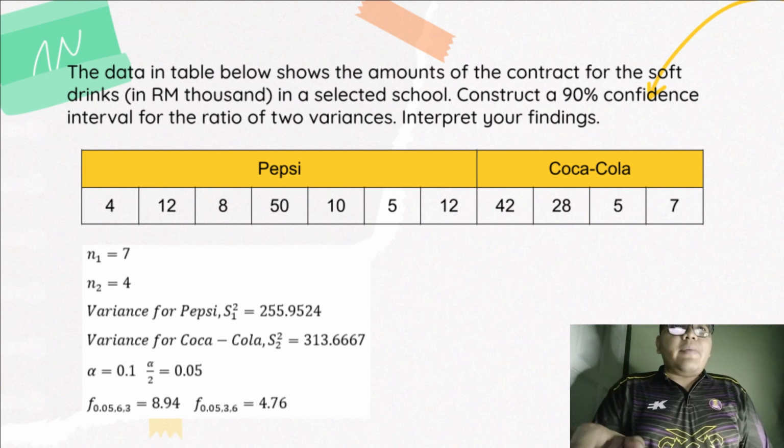So the variance for Pepsi, s1 squared, is 255.9424. The variance for Coca-Cola, s2 squared, is 313.6667. So the alpha value is 0.1, alpha over 2 is 0.05. So the F value for alpha 0.05, v1 equal to 6, v2 equal to 3 is 8.94. And the F value for 0.05, v1 is 3 and v2 is 6 is 4.76.